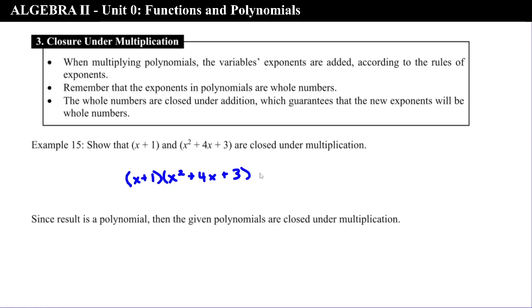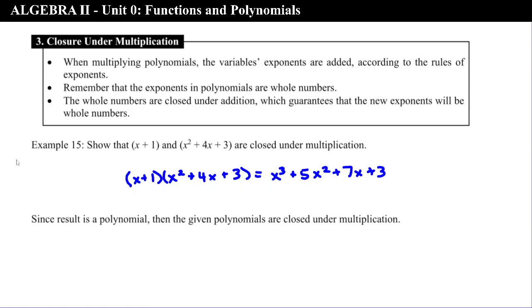Now, I'm not going to go through the exercise of actually doing the work on this one. I'm just going to give you what the result is. You can work this one out for yourself if you'd like. But this result, when we multiply the two polynomials, is a polynomial. And that occurs every time you multiply two polynomials together. So therefore, you can say that polynomials are closed under multiplication. Okay, so we found that they're closed under addition, they're closed under subtraction, and they're closed under multiplication.